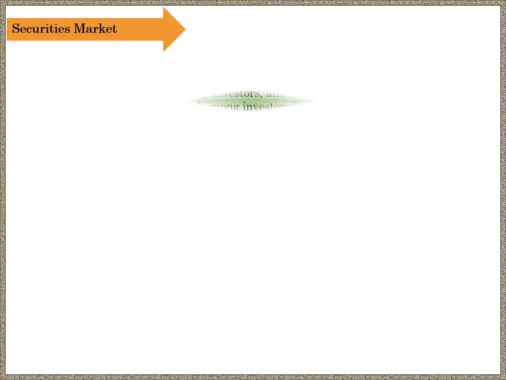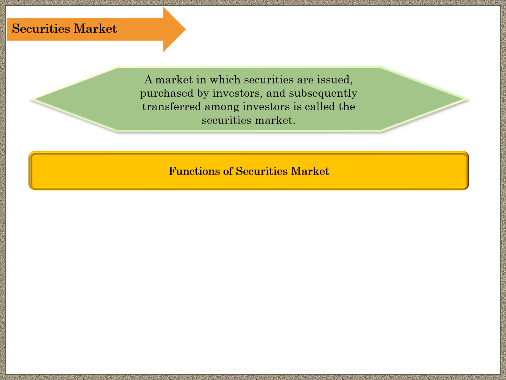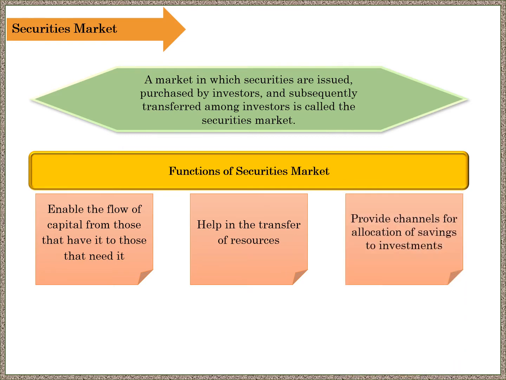Securities market: a market in which securities are issued, purchased by investors, and subsequently transferred among investors, is called the securities market. Functions of securities market: enable the flow of capital from those that have it to those that need it, help in the transfer of resources, provide channels for allocation of savings to investments.